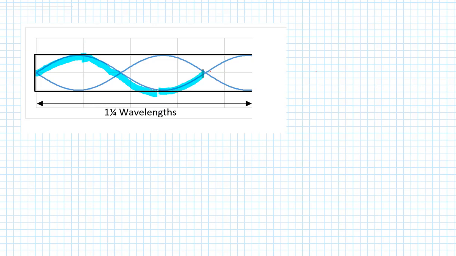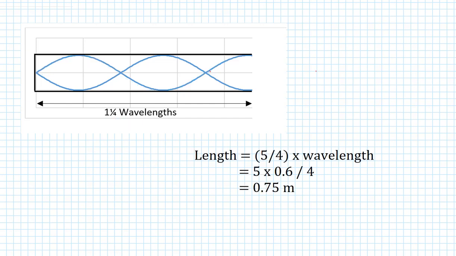And this is a whole wavelength now, where the highlighted section there is one whole wavelength, but we need a little bit more. We need another 1/4 of a wavelength. So 1 1/4 wavelengths is the length of the pipe. 1 1/4 is the same as 5/4. So 5/4 times the wavelength gives us 0.75 meters for the length of the pipe.